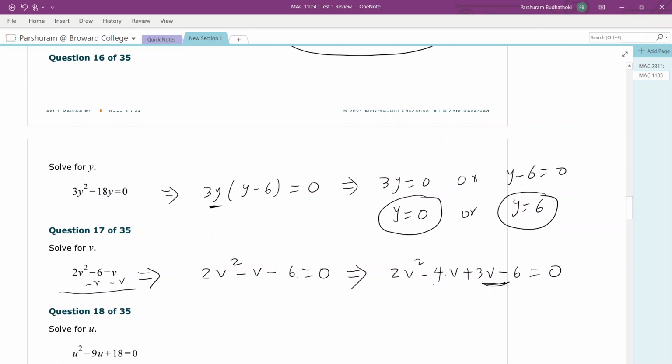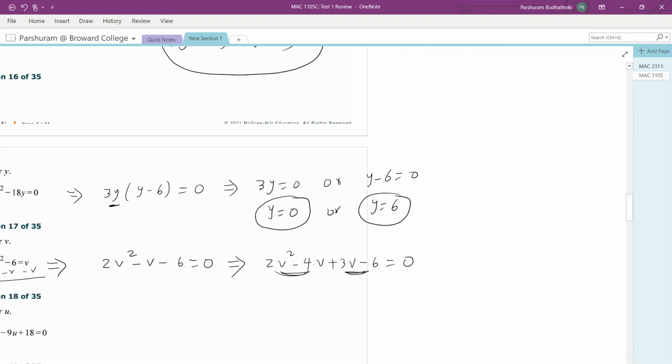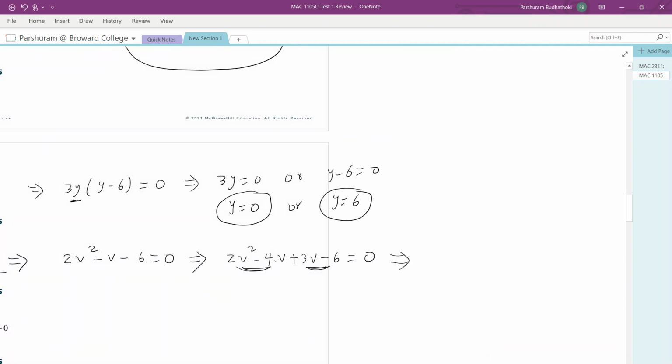And I can factor by grouping, using the first two terms and then the last two terms. The GCF of the first two terms is 2v, which gives me v minus 2. The GCF of the last two terms is 3, and after I factor out that 3, it gives me v minus 2 once again. Here it should be 2v, because after I factor out 2v, the leftover is v minus 2. So now v minus 2 is one factor, and 2v plus 3 is the other factor.